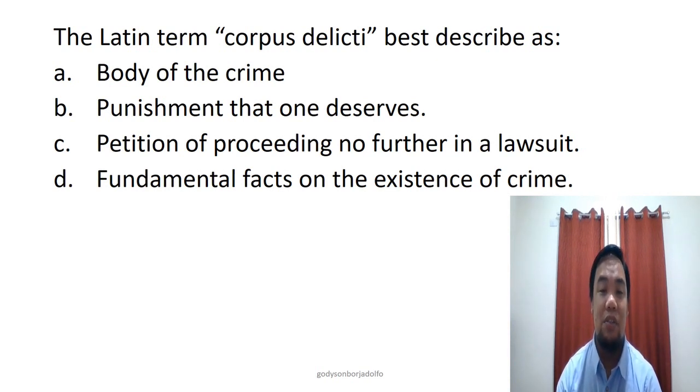So letter C, petition of proceeding no further in a lawsuit is not also the answer because in Latin it is nolle prosequi. So the best answer here is letter D. Corpus delicti is the fundamental facts on the existence of crime.